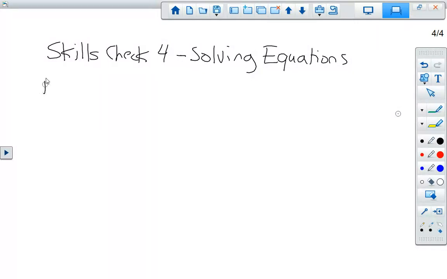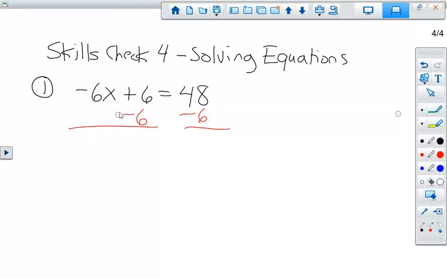So for instance, the first question on her version of the skills check was that, okay? Yours is going to be similar, just different numbers. Just like the example we did, what would you do on this one? Subtract 6. Yep. Because you're adding 6, so you're going to take away 6 because that's being added or subtracted to the variable. This is what you're trying to get on the side by itself. Have that in the back of your mind. You're not going to mess with the 48. You're going to mess with these numbers over here. So that became 42.